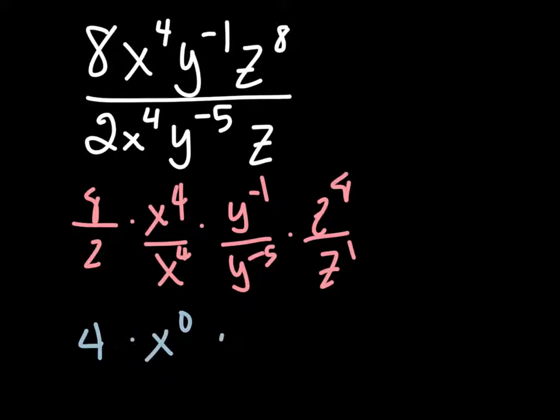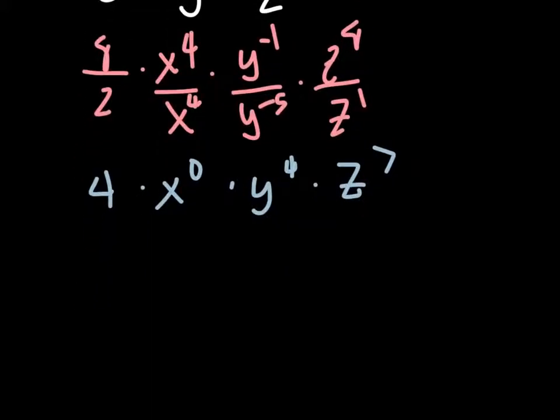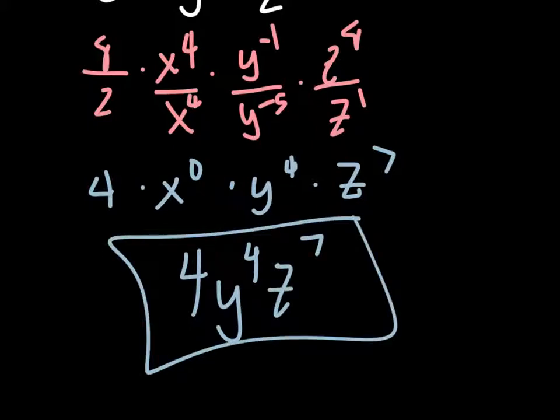Then we go on to our y's. Here we have y to the negative 1st over y to the negative 5th. So we need to subtract those exponents. Negative 1 minus negative 5, minus a negative gives us positive. So we have y to the 4th, times, now z to the 8th over z to the 1st. We subtract the exponents, z to the 7th. And we clean this up: x to the 0, that's just 1, so we have 4 times 1, or just 4, y to the 4th, z to the 7th, and this is our simplified expression.